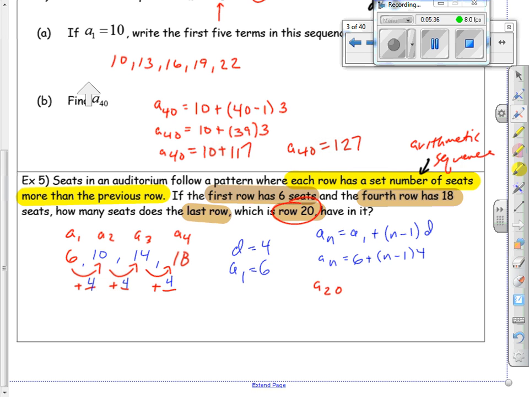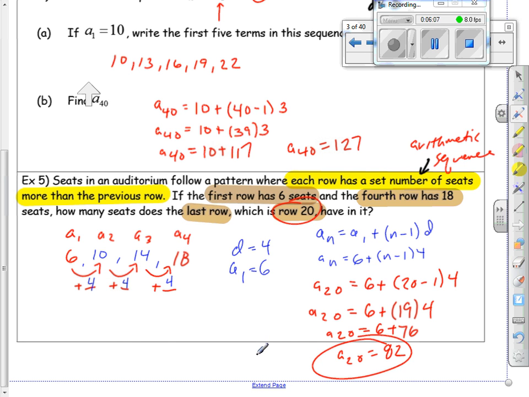So a sub 20 would be equal to 6 plus 20 minus 1 times 4. So once again, notice that we're multiplying by 1 less than the term number. The term number is 20. We're multiplying by 19. So this would be 6 plus 76. So the 20th row has 82 seats in it.